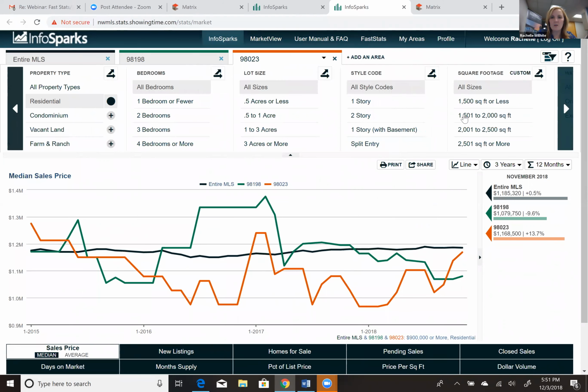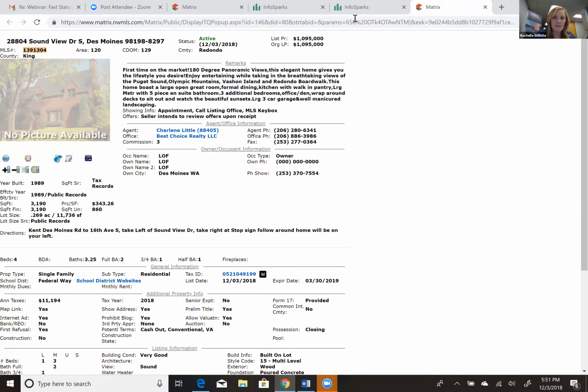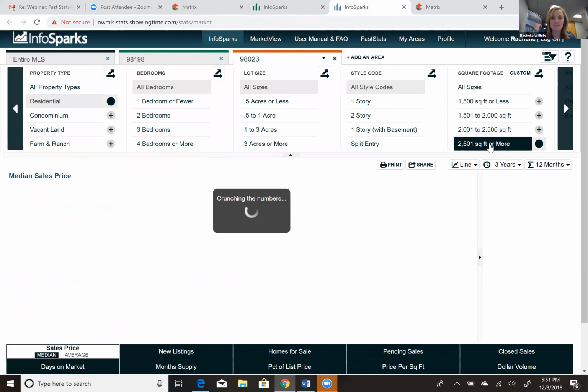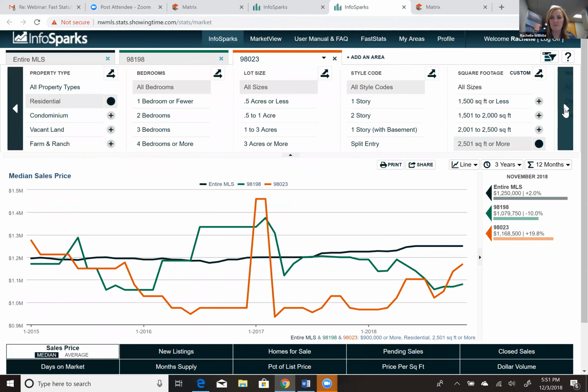Same thing on style code. Also want to compare all style codes unless you're specifically dealing with a rambler or a split entry where you may want to do some adjustments and only compare those types of sales. And then the square footage, knowing the square footage is 3,190 square feet, I could go ahead and include anything 2,500 or more, and I think I'm going to go ahead and do that. So it's really going to crunch the numbers for anything that's 2,500 square feet or more.